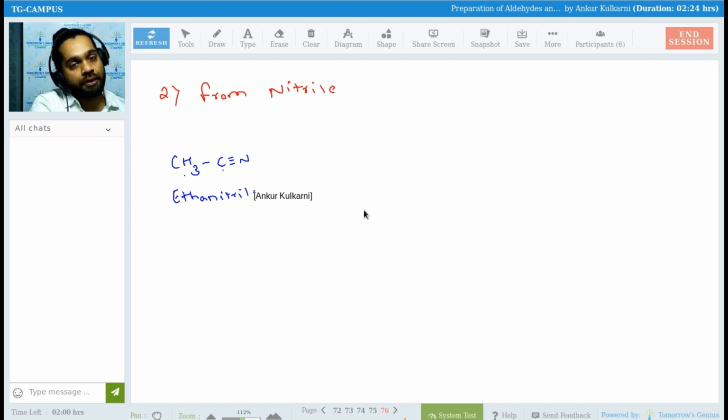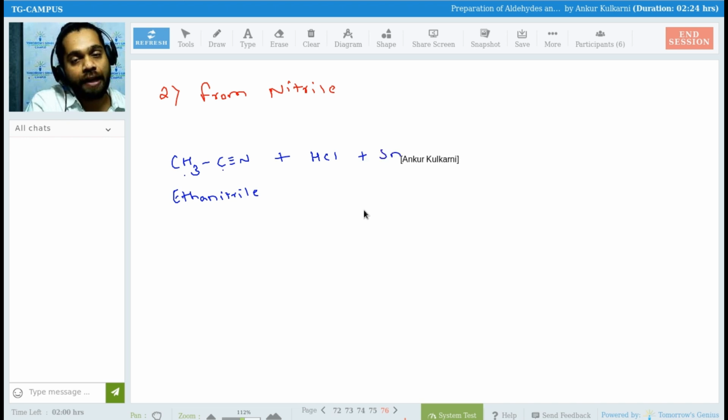Ethanenitrile. If you have CH3 C triple bond N and you react it, over here again with the triple bond, what am I doing? Reduction. Sarjana, Kevin, what do you mean by reduction? Reduction means addition of hydrogen. So if I add hydrogen across the triple bond over here, what am I going to get?